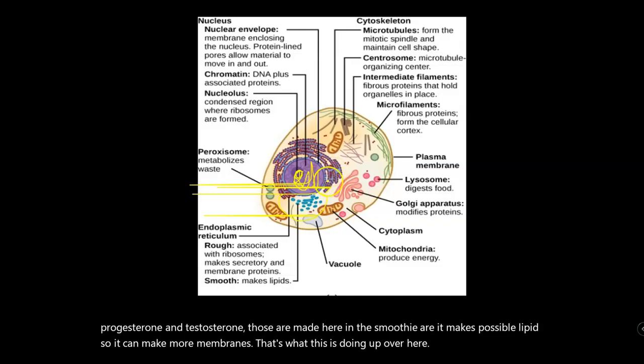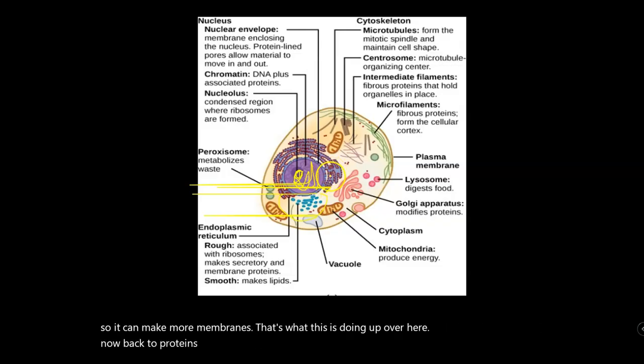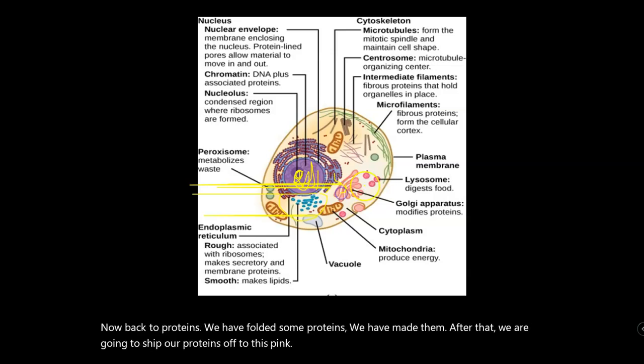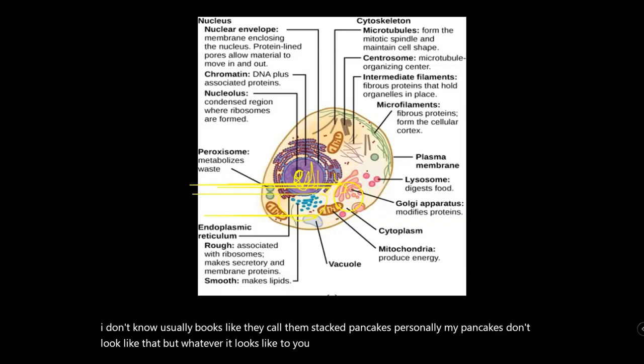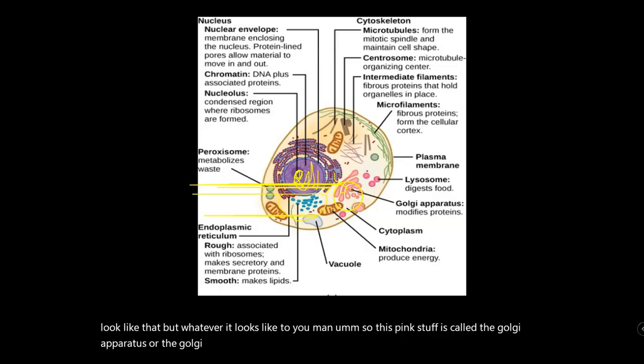Now, back to proteins. We have folded some proteins, we have made them. After that, we are going to ship our proteins off to this pink, I don't know, usually books like to call them stacked pancakes. Personally, my pancakes don't look like that, but whatever it looks like to you, man. So this pink stuff is called the Golgi apparatus or the Golgi complex. I don't care which way you like to call that.